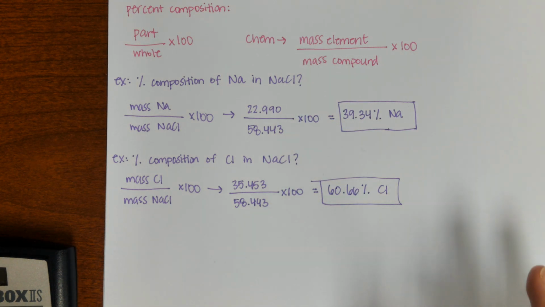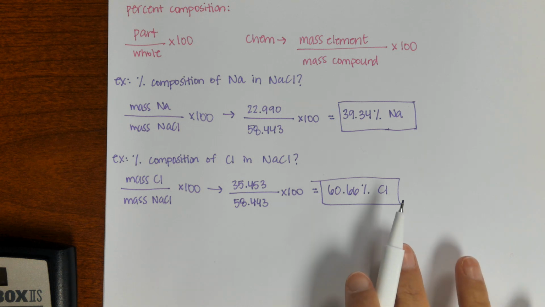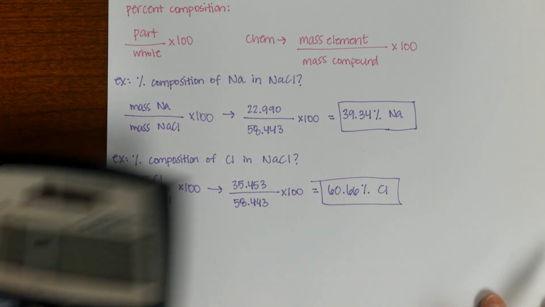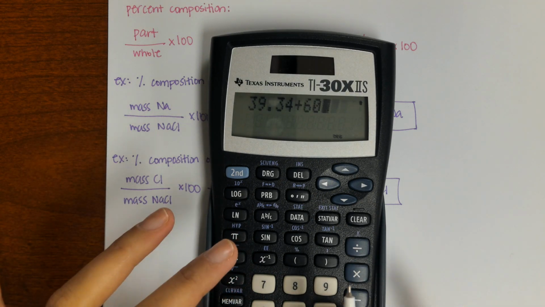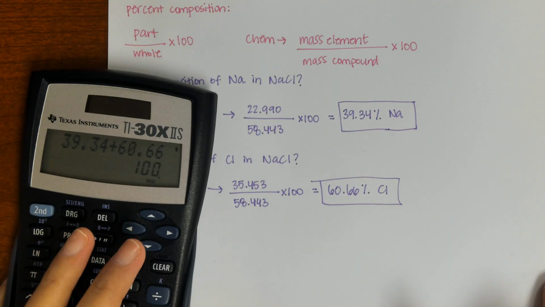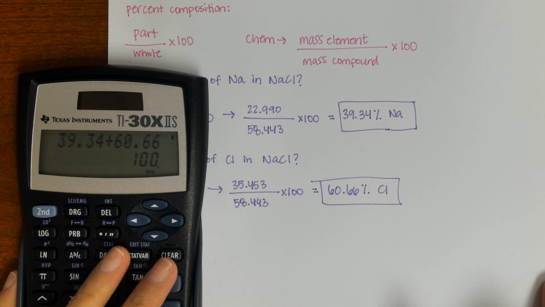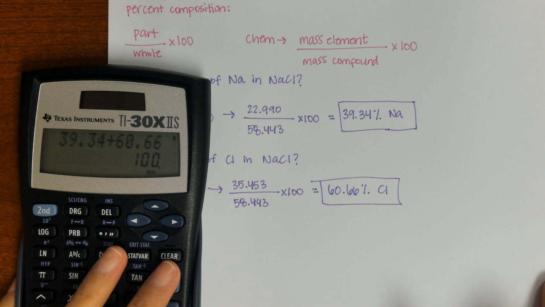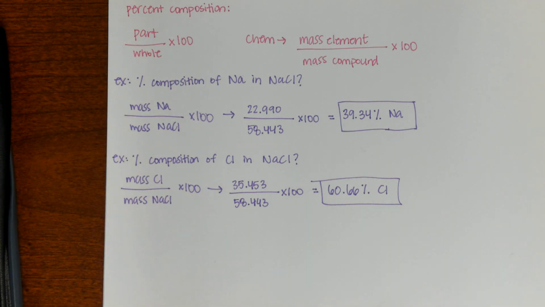Alright, and a good way to check your work, because percent means out of 100, right, is that these two percentages should equal 100, or be really, really close to 100. So if I check my work, 39.34 plus 60.66, look at that, 100. You may sometimes get like 99.99 or 100.001. As long as you don't get like 102 or like 97, which means you're off. It should be really, really close to 100.